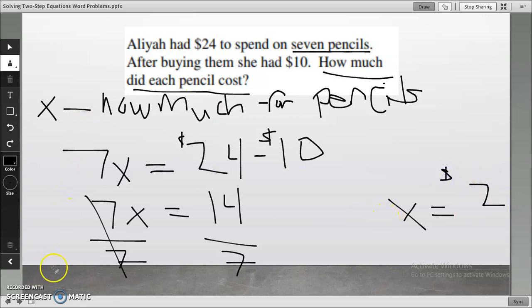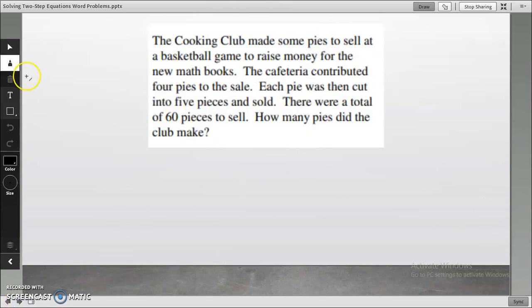Okay, and that makes sense because if she bought 7 of them, that means that she spent $14. So 14 minus 24 gives me 10. So she has $10 left. All right, so the next one.